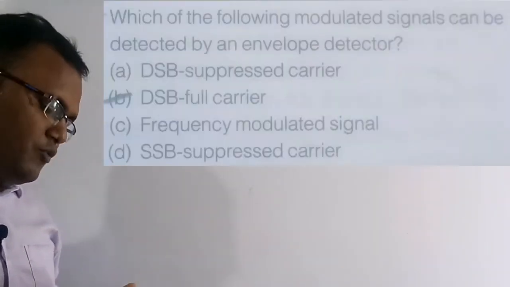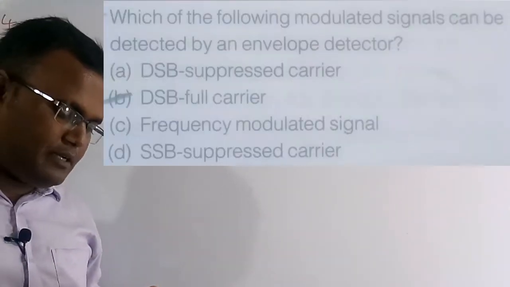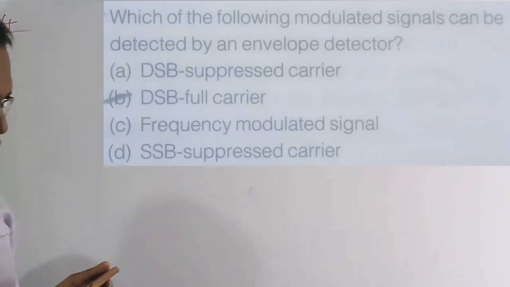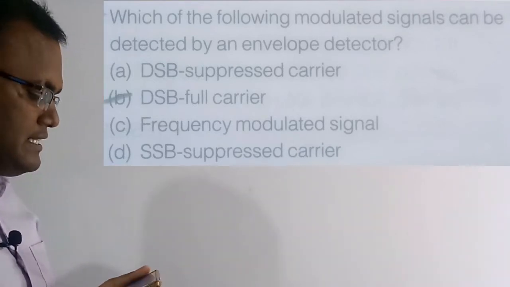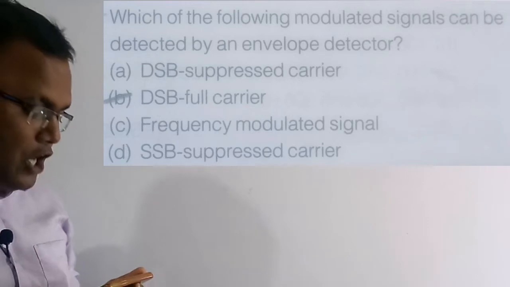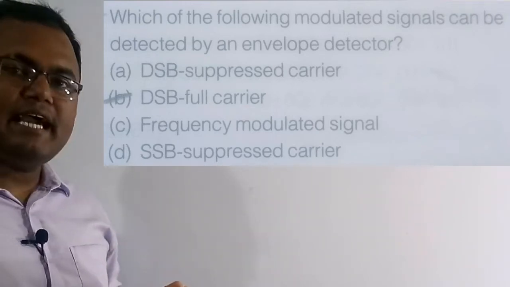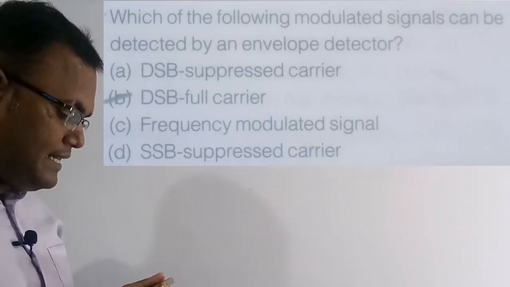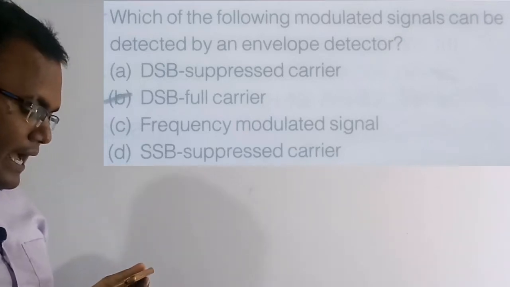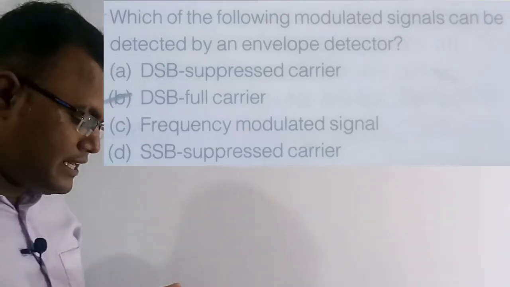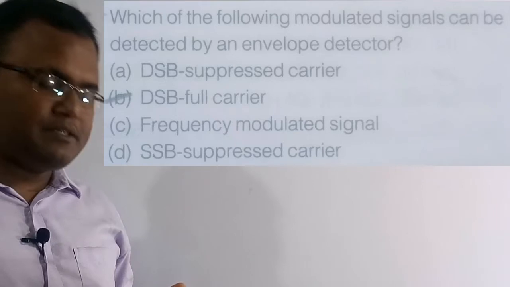Now we are going to solve the 14th question. See the question here. Which of the following modulated signals can be detected by an envelope detector? Option A, DSB suppressed carrier. Option B, DSB full carrier. Option C, frequency modulated signal, and option D, SSB suppressed carrier.